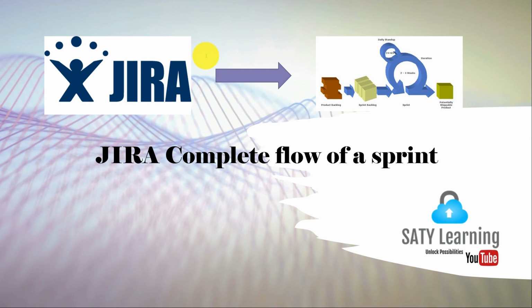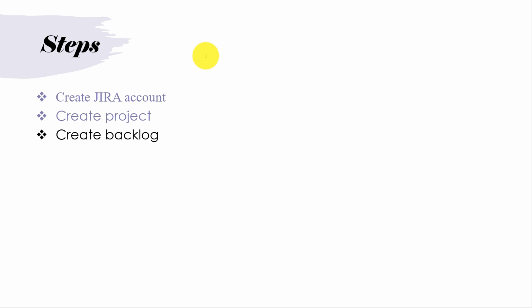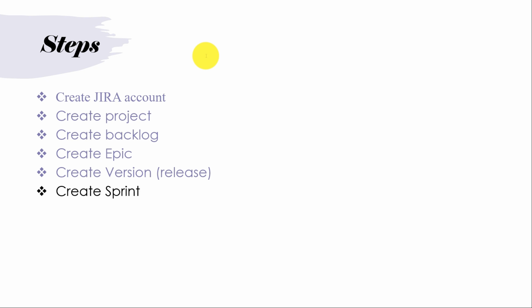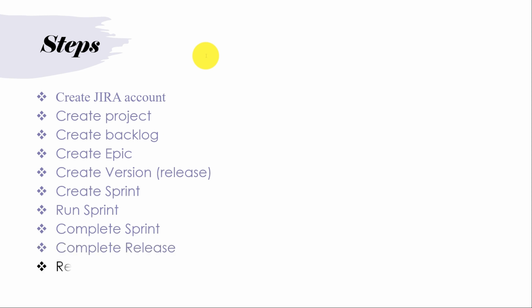So in this lesson, we will go through a complete workflow of JIRA and how to create a project. The steps are: create a JIRA account and create a project, create a backlog, create epic, create version, or we can call it create release, create a sprint and run sprint, complete sprint and complete release. Then we will finally go through what are the reports available. So let's go to the lab.